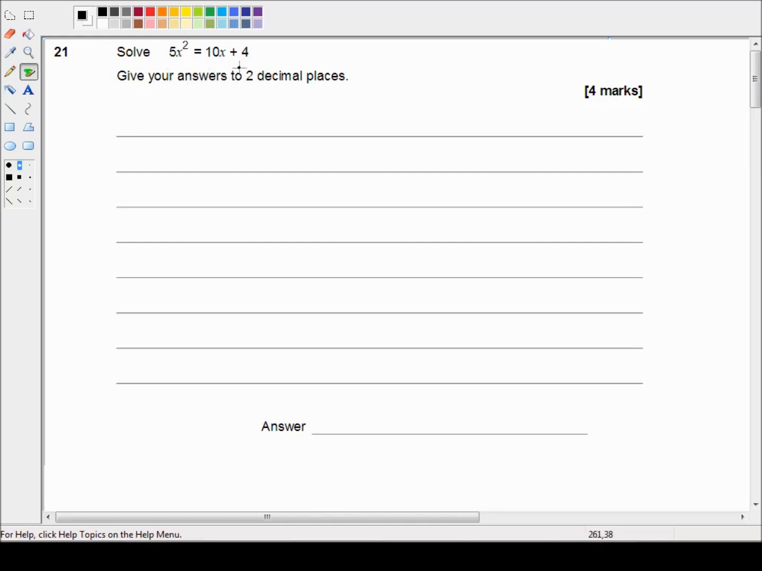I'll start off by dividing everything through by 5, which gives me x squared is equal to 2x, 10 divided by 5 is 2, plus 4 divided by 5. So that's 4 over 5. Okay, so all I've done is divide everything through by 5. And now I'm going to gather like terms. I'm going to bring the x term across. So this is x squared minus 2x is equal to 4 over 5. So I've got my x terms on one side and my number terms on the other.